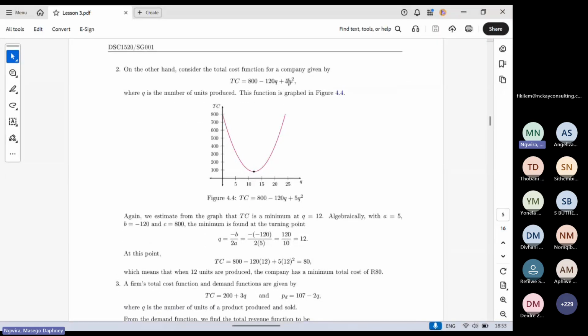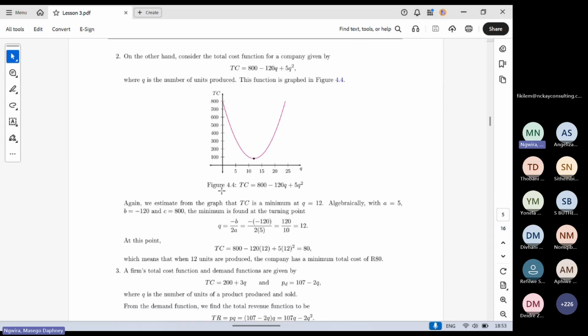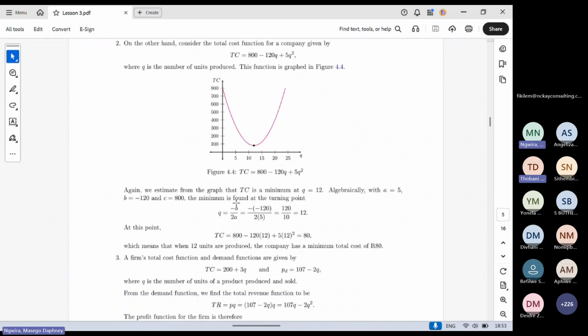Remember, I said that whatever is next to Q squared is your A. So if you can see, this is a positive 5. That's why our graph is facing up. This is where you get the minimum. You will see here they're saying the minimum is found at the turning point. So the turning point is here. That's the minimum because your function has a positive Q squared. It's not a negative. I hope it makes sense.